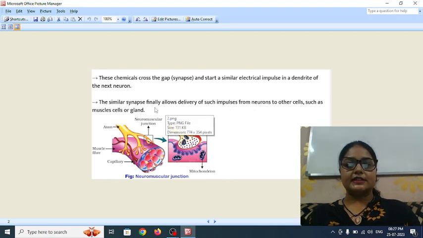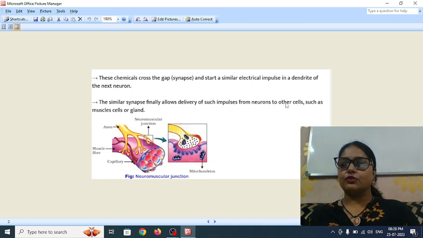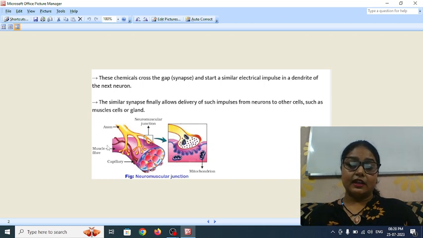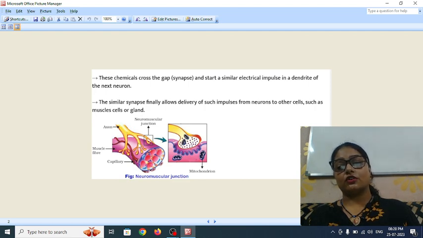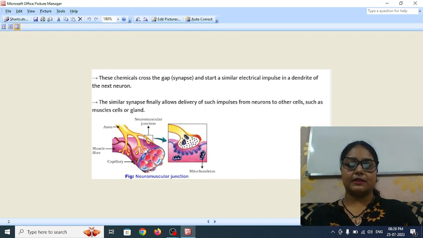Similarly, the synapse finally allows the delivery of the impulse from the neuron to other cells such as muscles or glands. Here the message is passed through the axon, and when the brain gives some instruction, it is also sent back to those similar muscles.